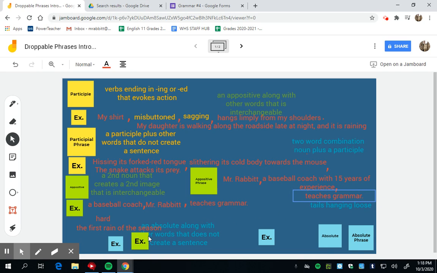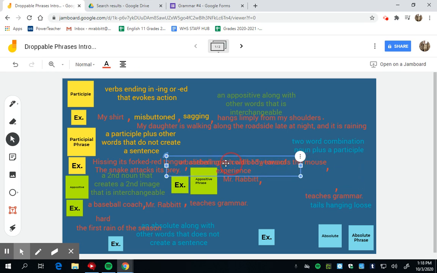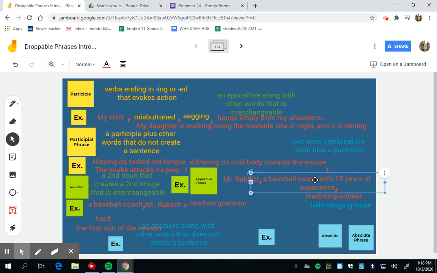So there is my positive phrase example. Now, these are both interchangeable. A baseball coach with 15 years of experience teaches grammar. Mr. Rabbit, comma, teaches grammar, right? It's the exact same thing. I'm able to move them, and then I am good to go with that one.